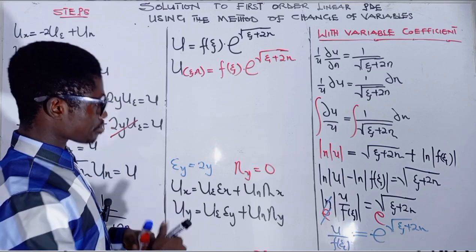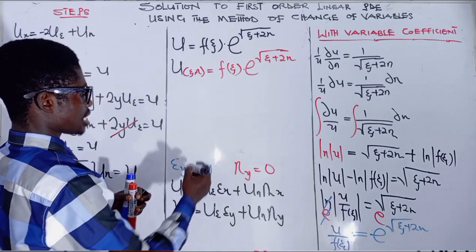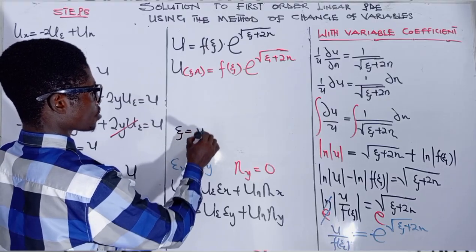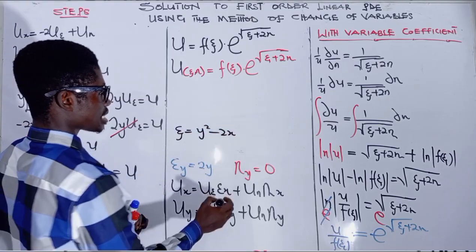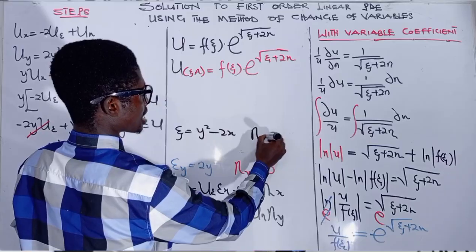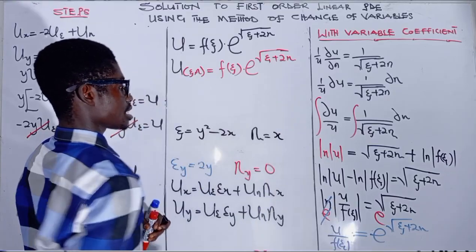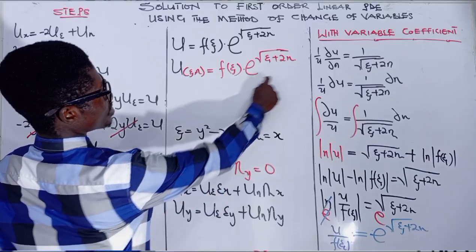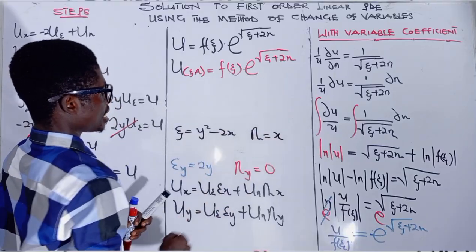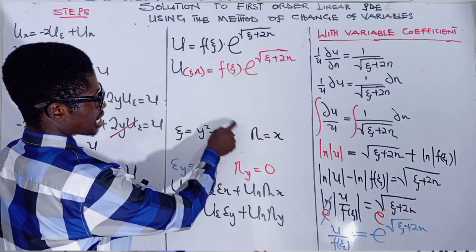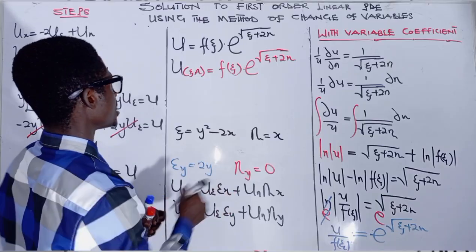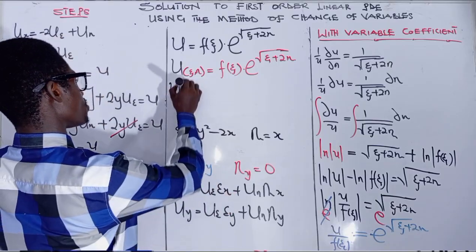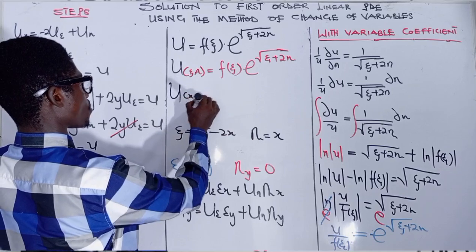So we know that our xi was given as y squared minus 2x, and then we set eta to what? X. So it means that wherever we see eta in the general solution, we are going to plug in x, and then wherever we see xi, we are going to plug in the whole of that. Very, very easy.